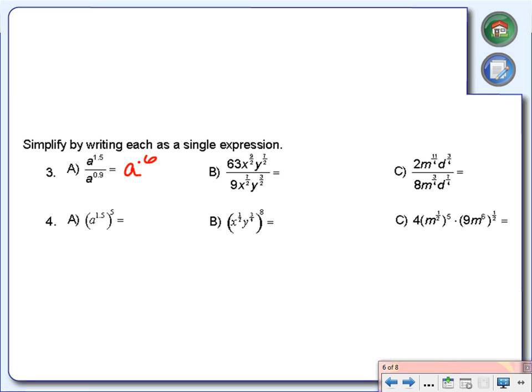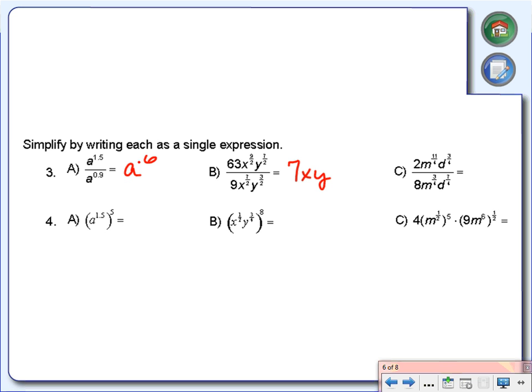Let's try B. 63 divided by 9. What's 63 divided by 9? 7. Now I'm looking at the x's. I need to subtract the exponents on the x's. What do you get when you subtract 9 over 2 minus 7 over 2? 2 over 2. And what is 2 over 2? So 1.